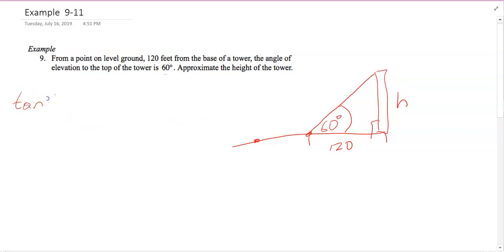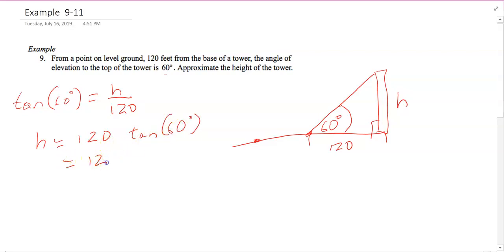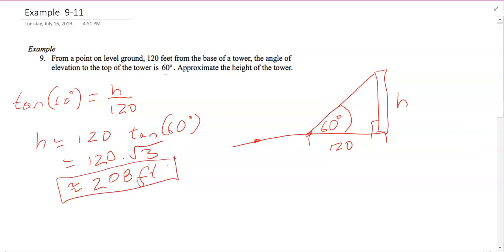So tan of 60 degrees is equal to H over 120. And so H would be equal to 120 times the tan of 60 degrees. That would be equal to 120 times the square root of 3, since tan of 60 degrees is the square root of 3. If you want to write that in decimals, or a whole number, it's about 208 feet. And we're done. 208 feet. Now let's look at another example.